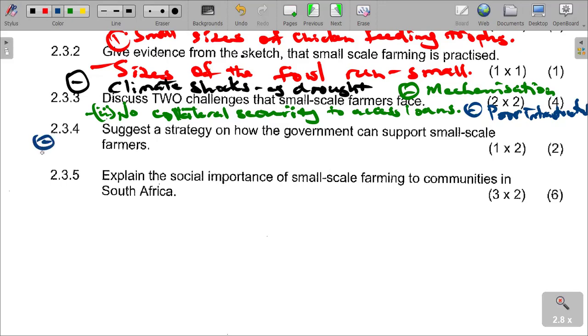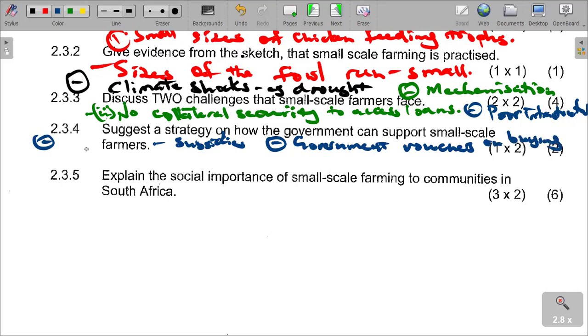And then suggest a strategy on how the government can support small scale farmers. There are quite a lot. We talk about government subsidies. This is more or less similar to the question we answered earlier on assistance to informal settlements. We can talk about provision of government vouchers for buying farm inputs.